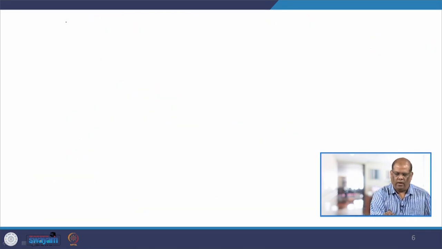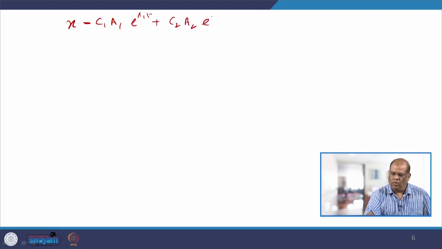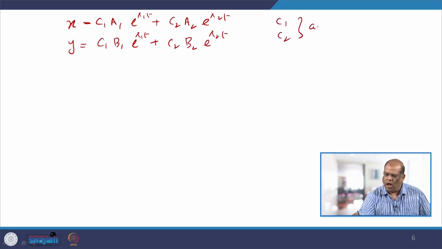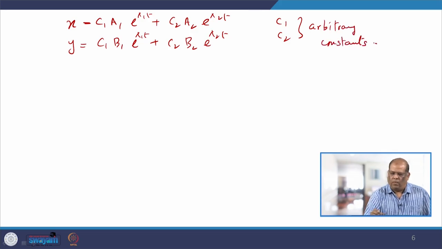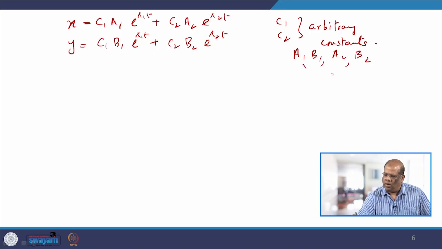Let me rewrite the equation. x equal to c1 a1 e to the power lambda 1 t plus c2 a2 e to the power lambda 2 t, and y equal to c1 b1 e to the power lambda 1 t plus c2 b2 e to the power lambda 2 t. Here c1 and c2 are arbitrary constants, whereas your a1, b1, a2, b2 are definite constants.